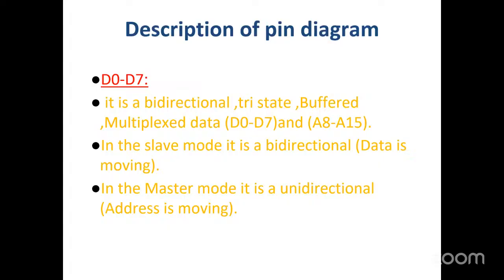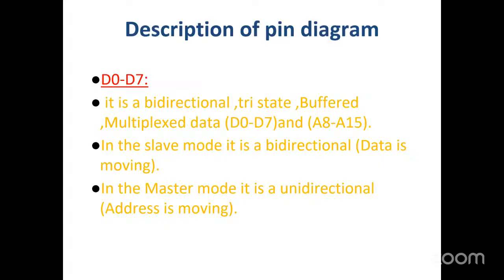In the initial position, before establishing the connection between these two external devices, the slave can be operated by the microprocessor. In that case, the 8257 acts in slave mode, because the processor controls the 8257. So the 8257 is in slave mode.